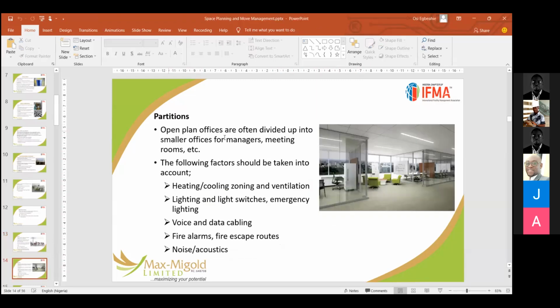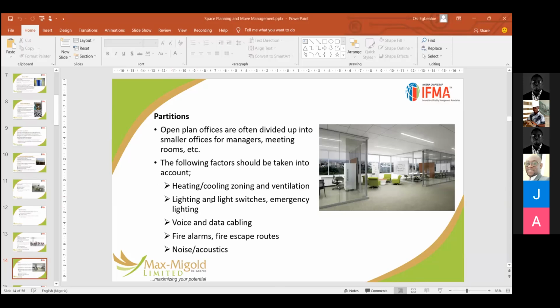Partitions. Office partition. Open plan offices are often divided into smaller offices for managers, meeting rooms, etc. The following factors should be taken into account. One, the heating or cooling zone and ventilation. If you are doing office partitioning, look at the position of the air conditioning system, especially for general open spaces, so that you'll be able to have good ventilation coming in.